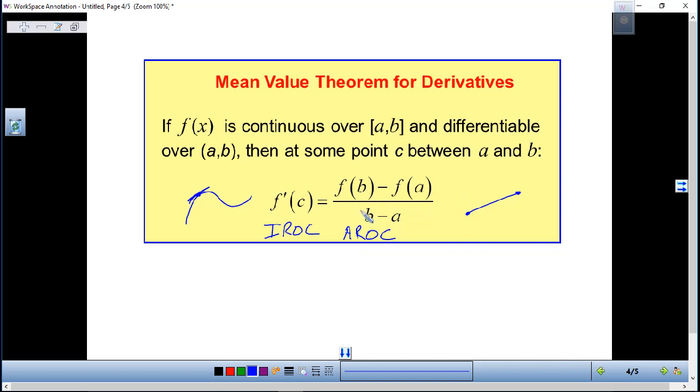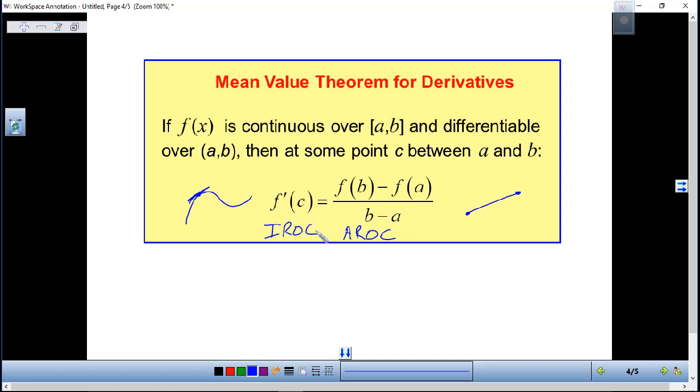Now, we've talked about theorems before that were existence theorems. It tells you something exists, but it doesn't tell you how to find it. Such as in the last section, we talked about the extreme value theorem. It tells you that if a function is continuous over a closed interval, you're guaranteed an absolute maximum and an absolute minimum. It doesn't tell you how to find it, though. This one is more than an existence theorem. It actually has an equation built into it that you can use.